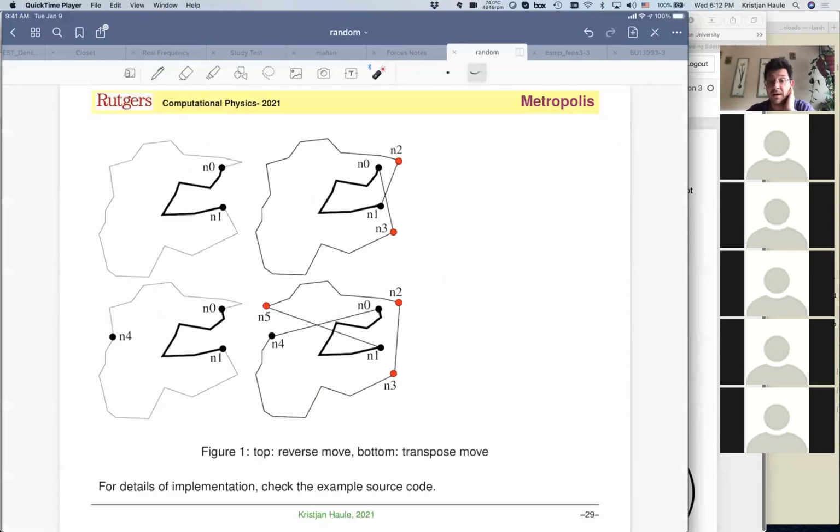Now, are the moves clear? Do you understand them? I think so.